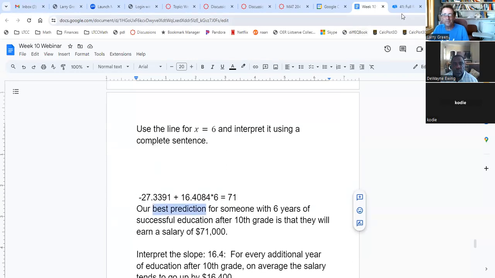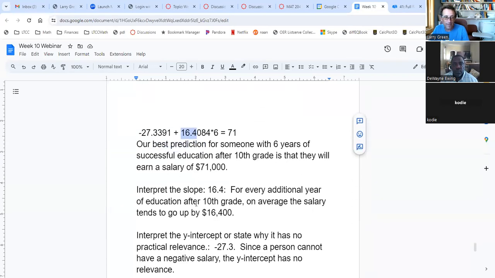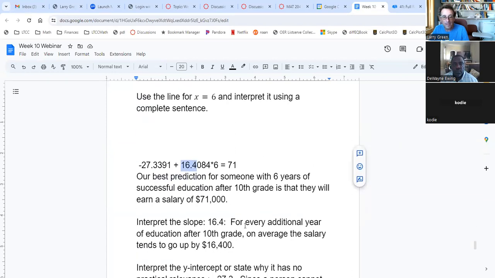Okay, the slope was, notice, about 16 or so, 16.4. So for every additional year of education after 10th grade, on average, the salary tends to go up by $16,400. Any questions on that? Because remember, this is in thousands of dollars. So 16.4 is $16,400.